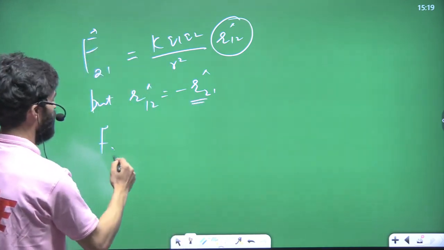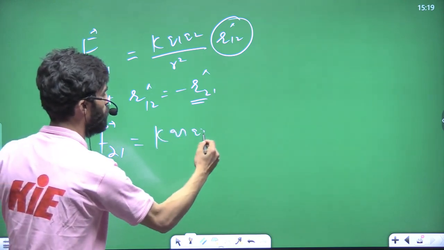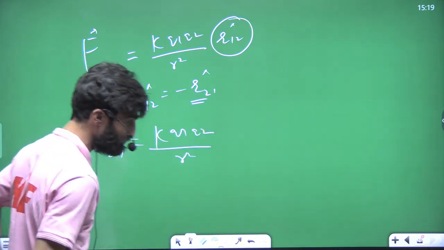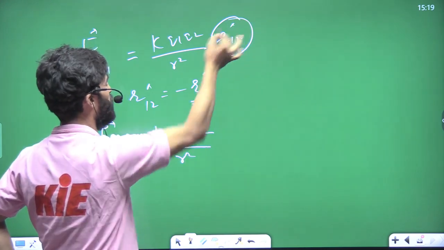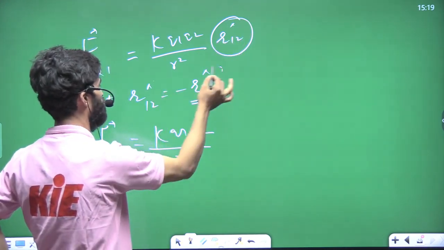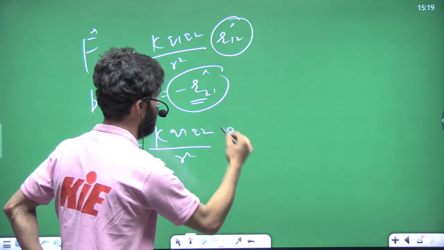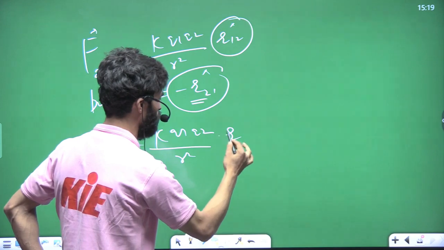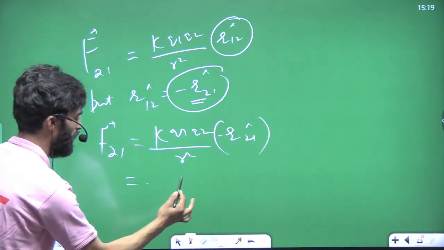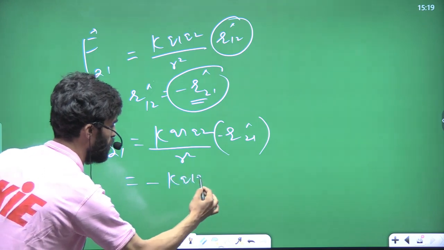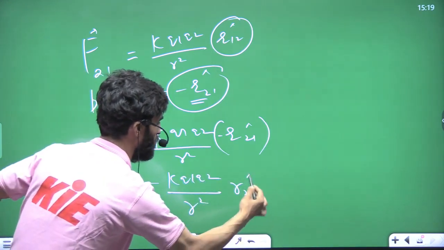So instead of R12 cap, I am going to write minus R21 cap. That is, F21 is going to be K times Q1 Q2 divided by R square, and instead of R12 cap, I am going to write, my dear, minus R21 cap. Again, that's going to be minus K times Q1 Q2 divided by R square R21 cap.